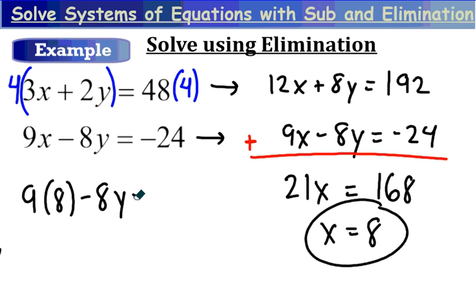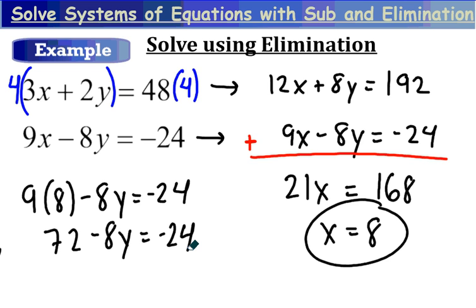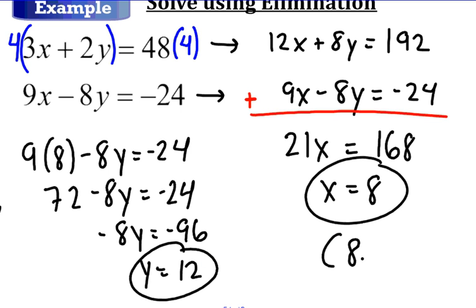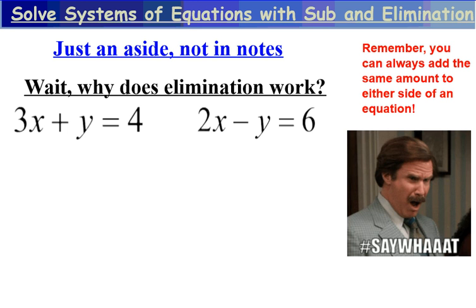We don't know the y coordinate. 9 times 8 is 72, minus 8y equals negative 24. Subtract 72, negative 24 minus 72, negative 96. Divide by negative 8, and there's the 12 that we saw. So these two lines cross at (8, 12). And they did when we checked Desmos. So there's an example of solving using elimination.